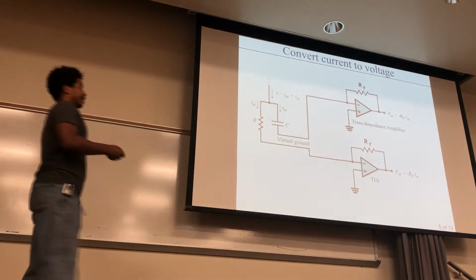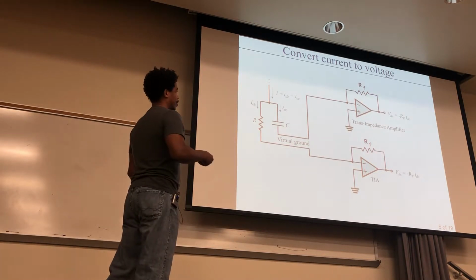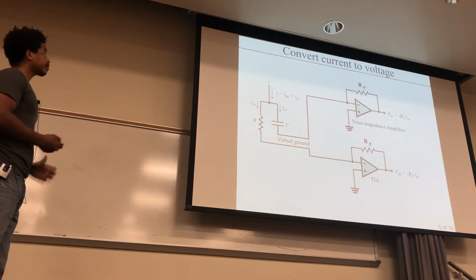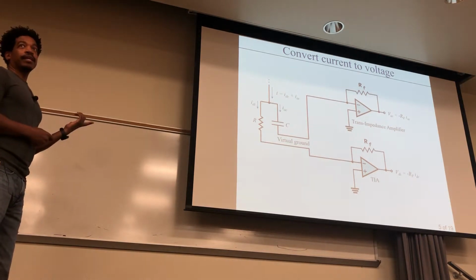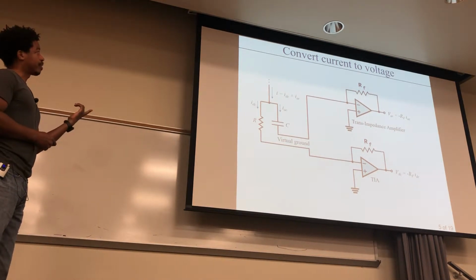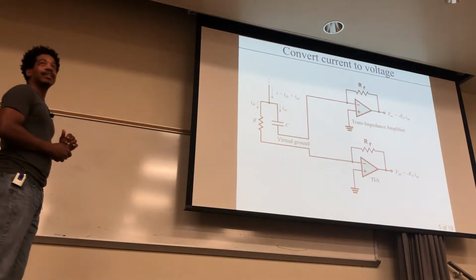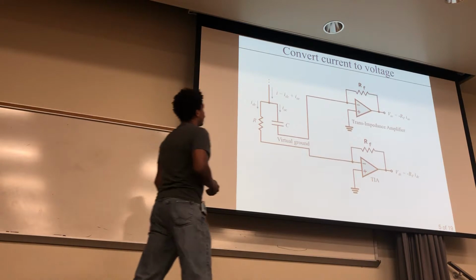Yeah, so the TIA is used to convert current to voltage. That's a common use for that. Okay, so any questions about my screw up on the blocking DC? Okay, hope that clears it up.